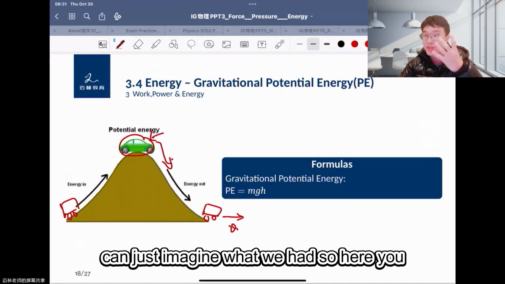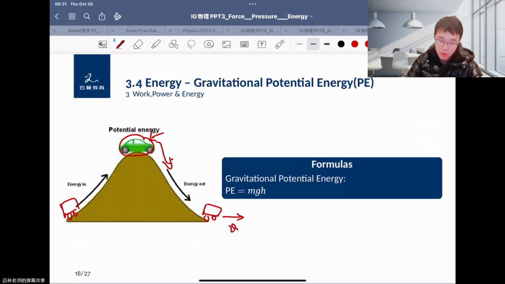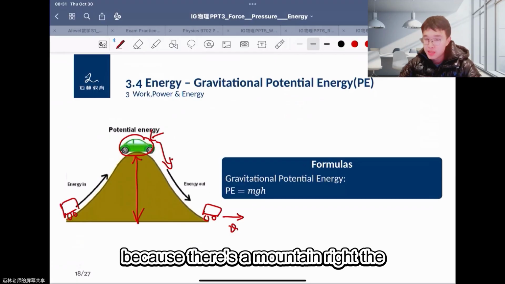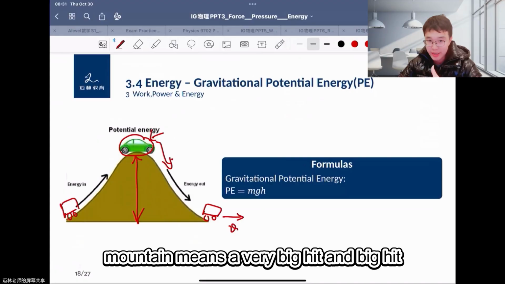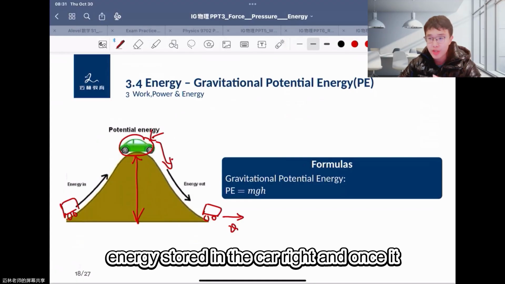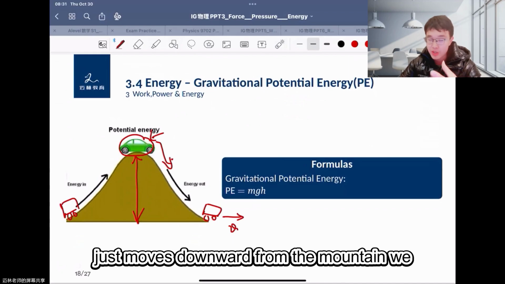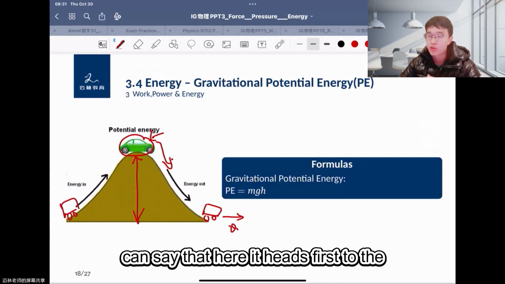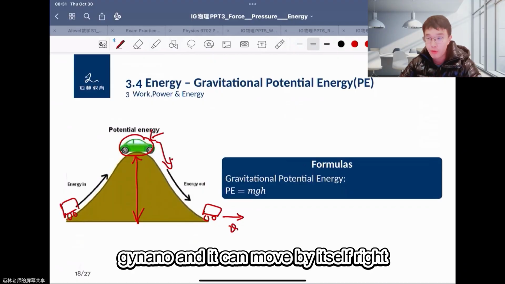So which energy just transfers to kinetic energy? We can just imagine in our head. So here you can find because there's a mountain, right? The mountain means a very big height, and the big height for the car means a potential energy stored in the car, right? And once it just moves downward from the mountain, we can say that here it transfers to the kinetic energy and it can move by itself, right?